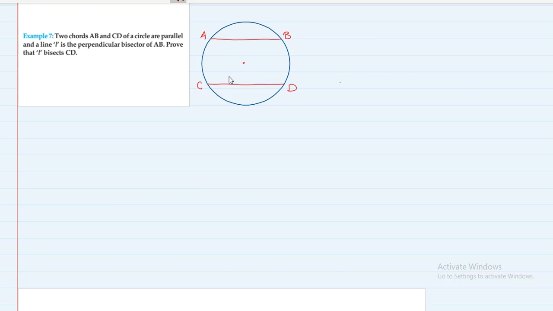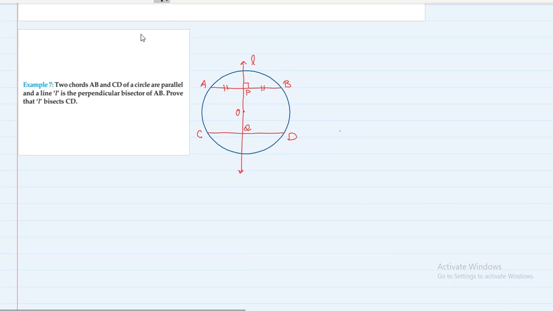So two chords AB and CD of a circle are parallel and line L is the perpendicular bisector of AB. Okay, so we have to draw a line L such that it is the perpendicular bisector of AB. Let's name this point as P, this as O, and this as Q. So we'll write given over here.